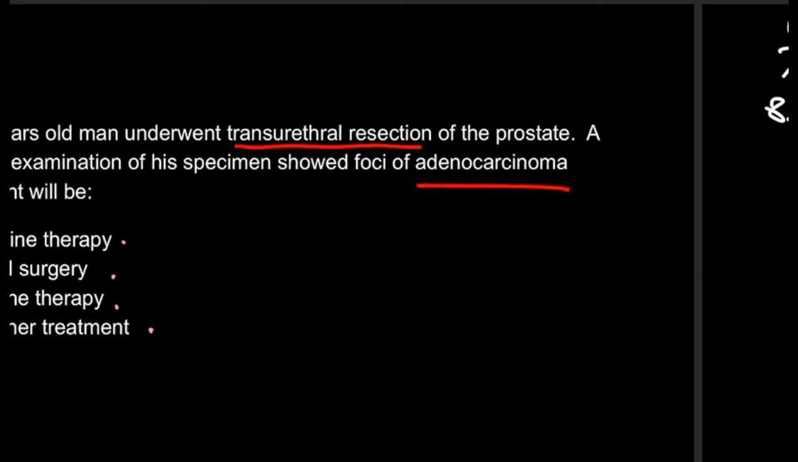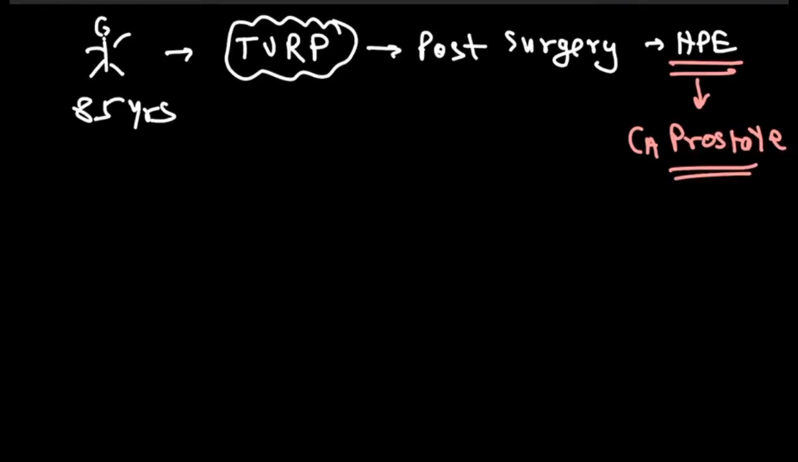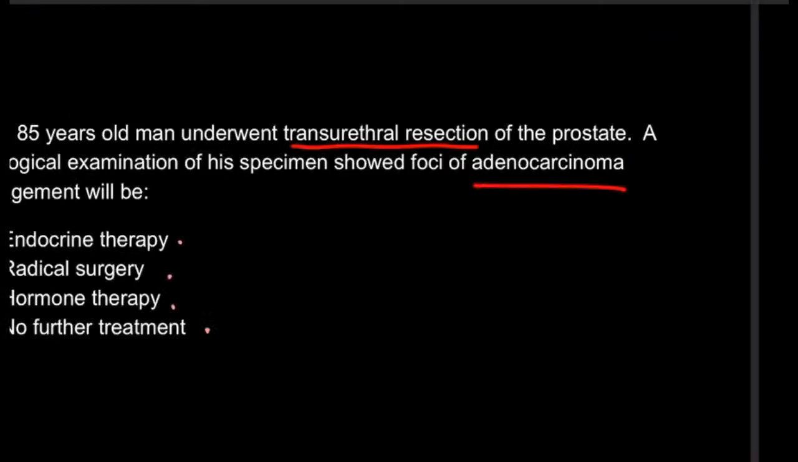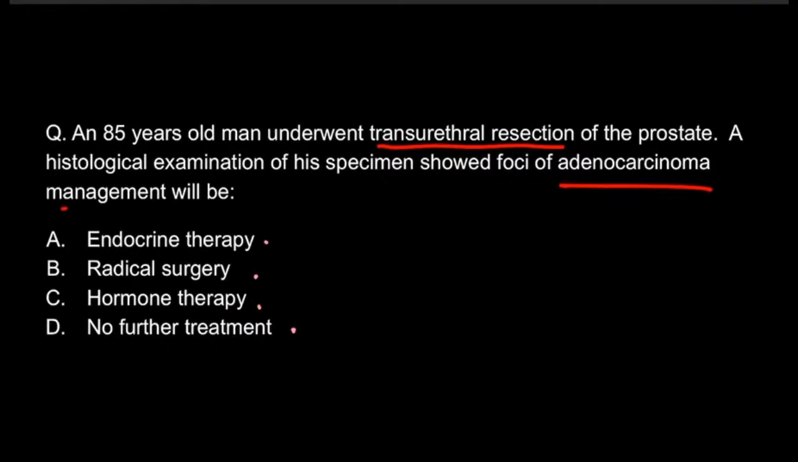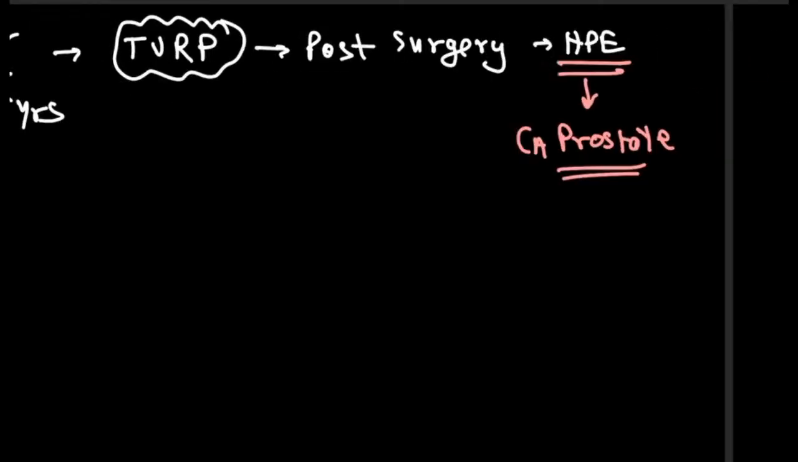Now, just look at this particular scenario: an 85-year-old man, TURP, and the patient suffered from a prostatic carcinoma. What is the further line of management? The answer is no further treatment. Why is the answer no further treatment, guys?